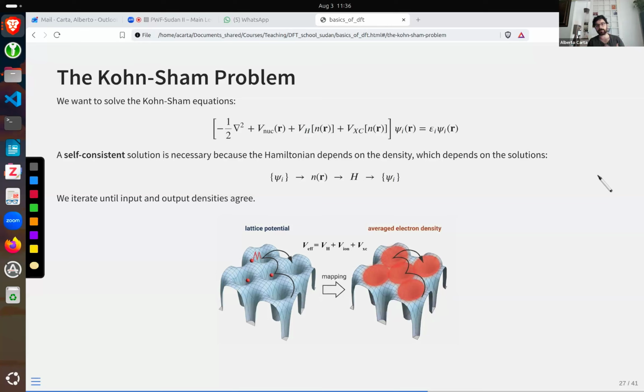And the idea is that the Kohn-Sham theorem tells us that we can build a non-interacting set of electrons in order to describe the density of the real electron system. Okay, so this leads us to the Kohn-Sham equations that you see here in the most general form that we can have.